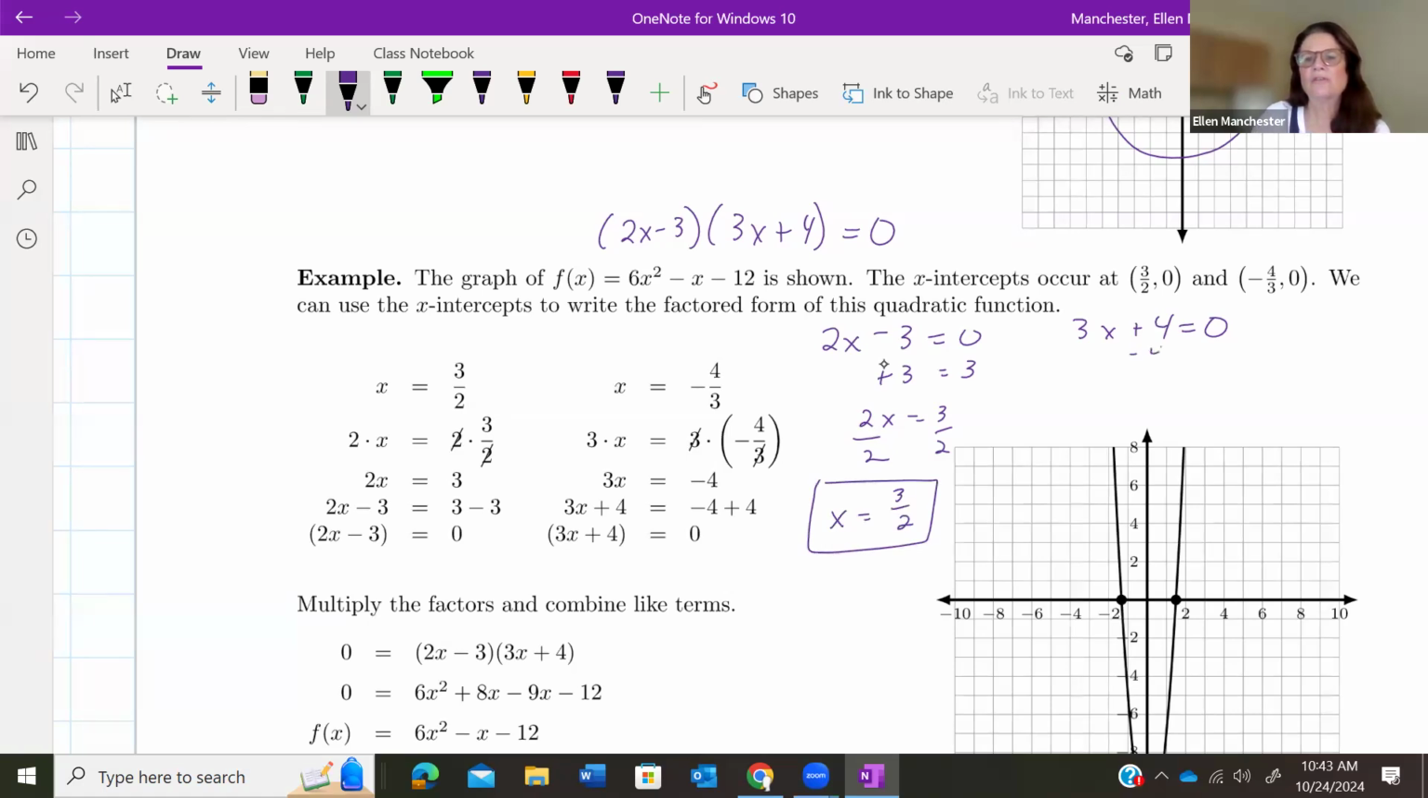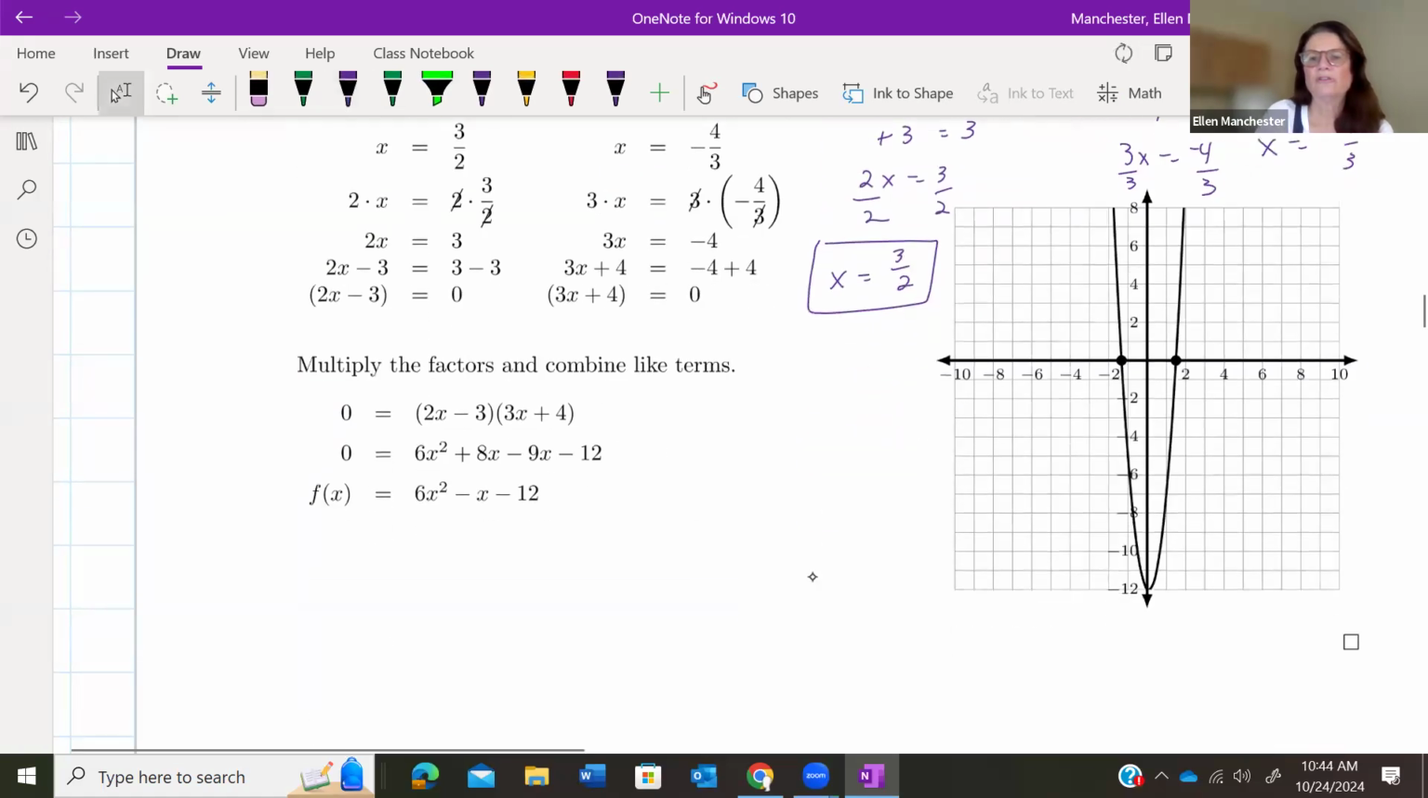And then this one, we're going to subtract 4 from both sides. And then divide by 3. So x equals negative 4/3. So it's negative 1 and 1/3. So there's your 2 intercepts. Here's negative 4/3 and here's 3/2. Okay. So that's the most you'll have to solve.